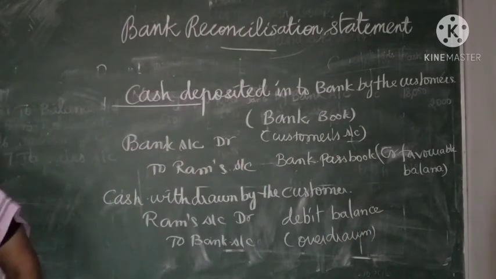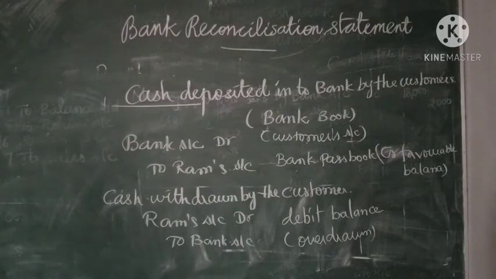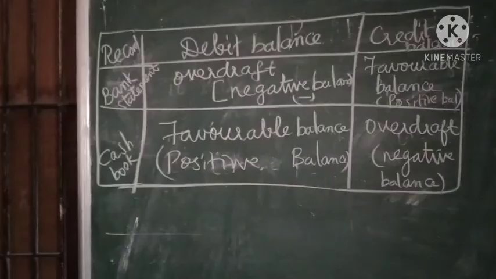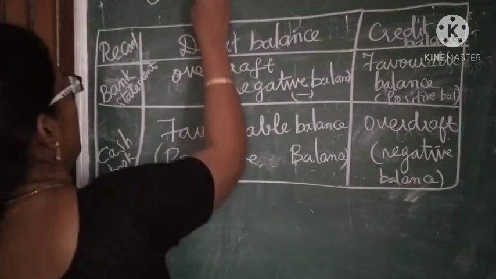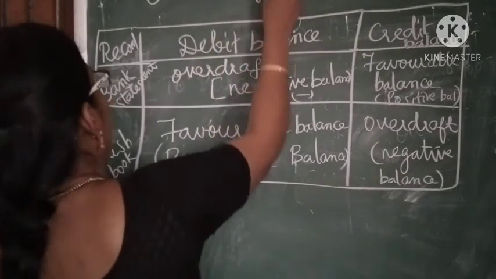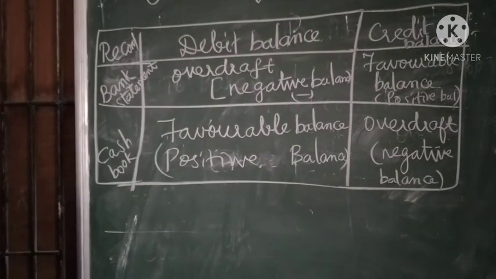Now let us move on to the bank overdraft. What is meant by overdraft? Now let me explain about the overdraft. Already I have told you. Overdraft means we are withdrawing the money. It is not possible to have an unfavorable balance in the cash book, isn't it?